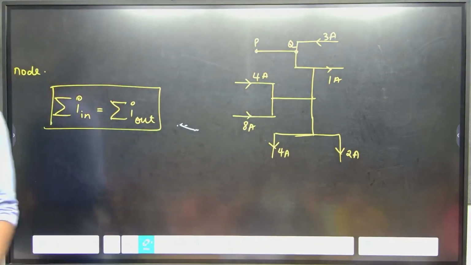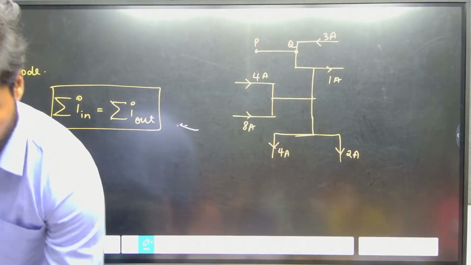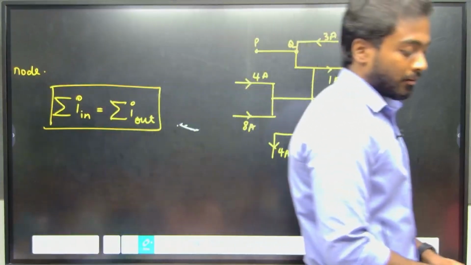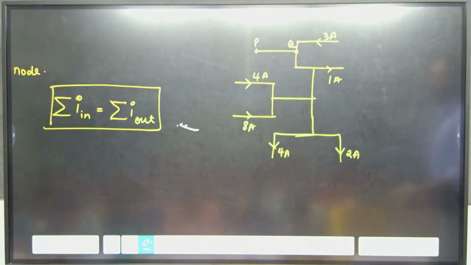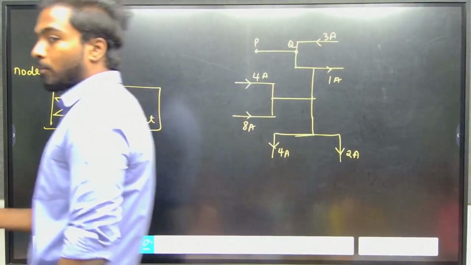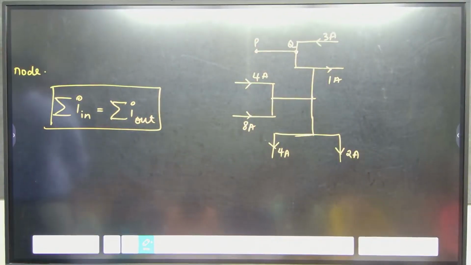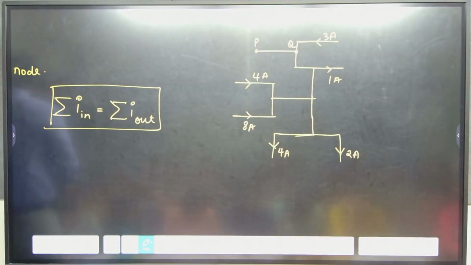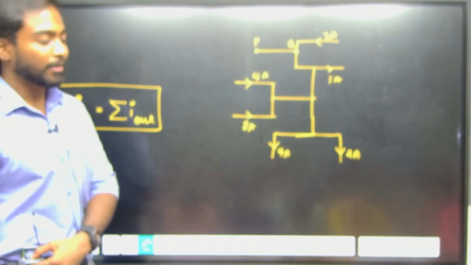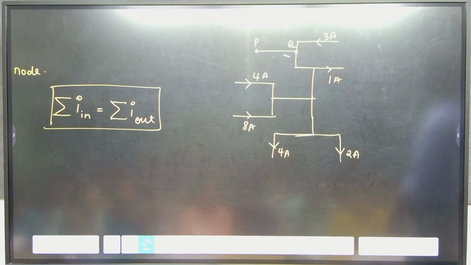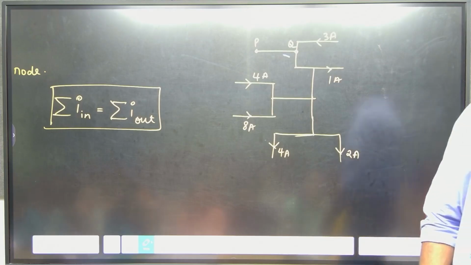Okay, write the equation. Find the magnitude of current in P and Q. This is the equation. What is the current you need to find? How much current is flowing here? What is the answer? 8.